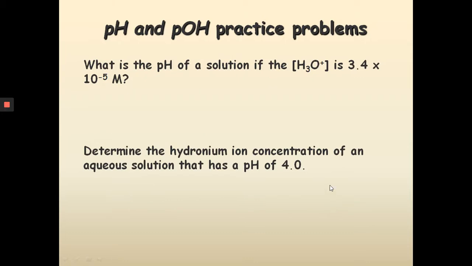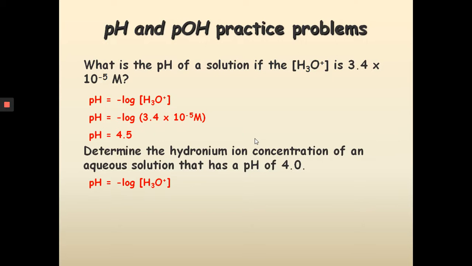Okay, another practice. What is the pH of a solution if the concentration of hydrogen is 3.4 times 10 to the negative 5th power molarity? Well, this is a basic pH calculation from an H3O concentration. So pH is equivalent to negative log of the concentration of H3O plus. Go ahead and plug in your number, 3.4 times 10 to the negative 5th power, and then reporting two significant figures, you get 4.5.